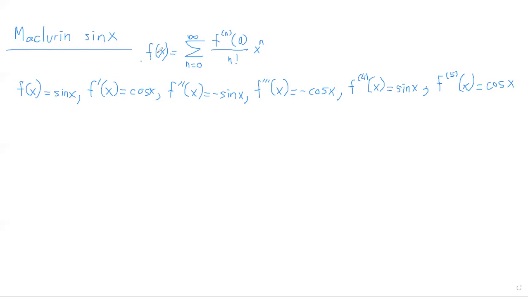Okay, now we're going to apply this Maclaurin formula down here. So f of x is equal to the sum from n equals 0 to infinity of f^n, yeah, let's just f^n.